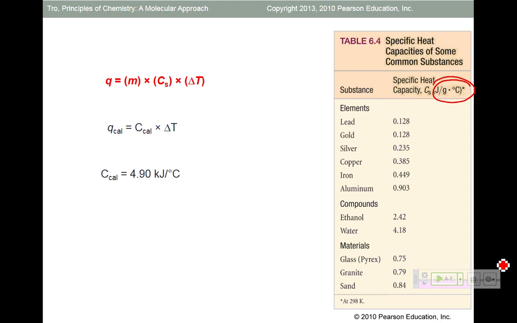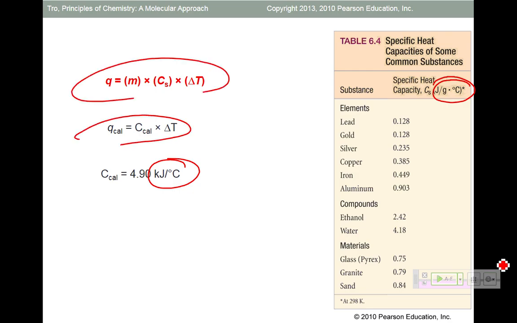But second, the C-cal doesn't have mass. So if you're following your units, you don't need to multiply it by a mass term to get your kilojoules, because there is no mass term in that unit of the specific heat of the calorimeter. So you have to pay attention to your units. You don't really need to memorize when to use this versus when to use this. Just look at your constant. If your constant has a gram in it, you have to multiply the mass. If your constant doesn't, you don't have to multiply by the mass.